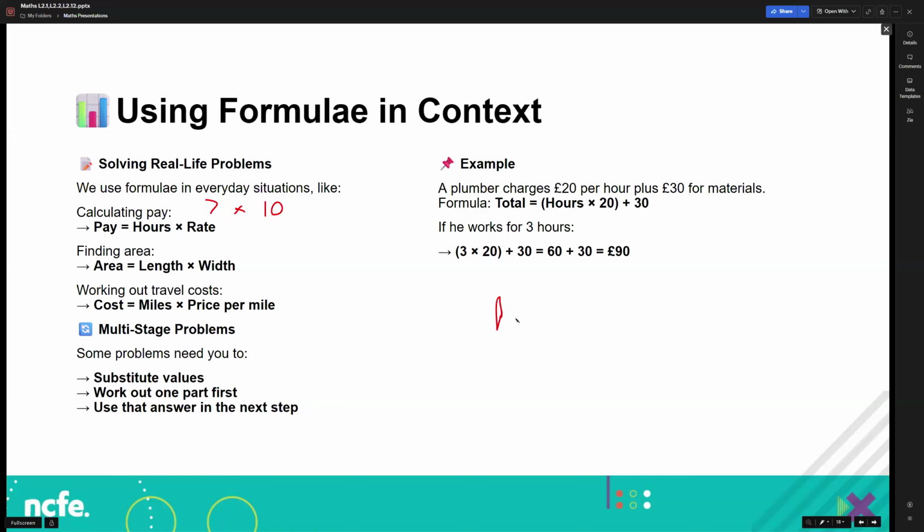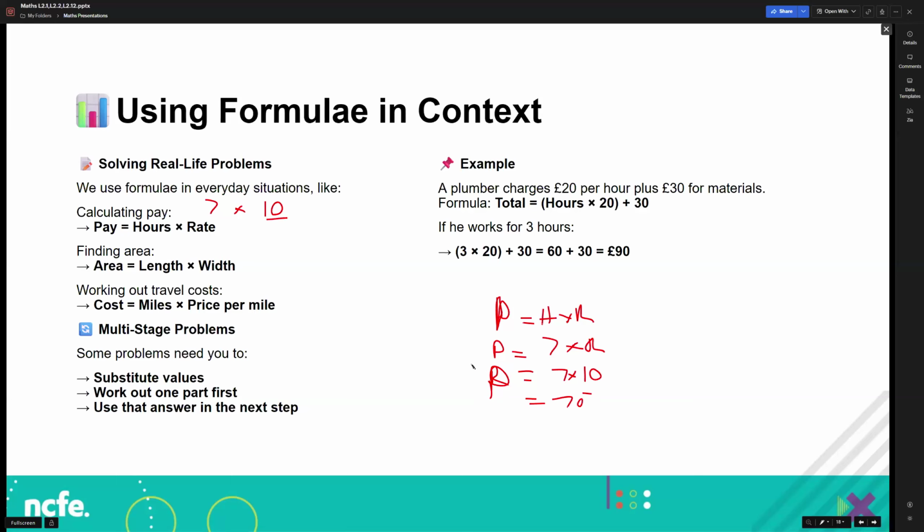So P equals H times R, right? H being hours, R being rate, P being pay. And then I would sub them in. So 7 times by R, and then, well, I know what R is. Sorry, that's supposed to be a P. So P equals 7 times by, well, what's R? R is 10. So you get £10 an hour. So that, and then 70.